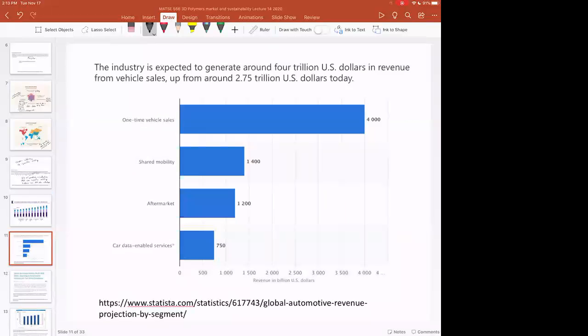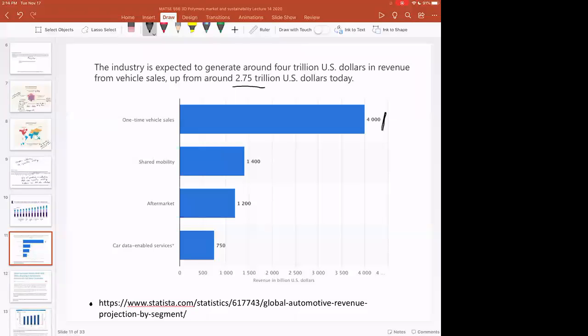So if the injection molding market was big, the automotive market is a lot bigger, 10 times bigger. So the revenue from vehicle sales is on the order of $2.75 trillion. That's really big. Projected to go to 4 trillion. I can't remember what year this is for, but this is probably 2018 when I made this slide. It's from this web link right here, so you can check it out.